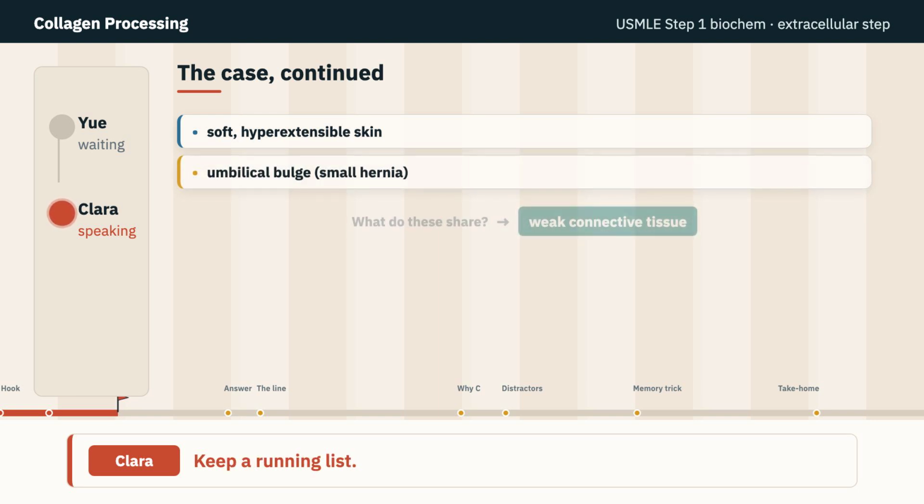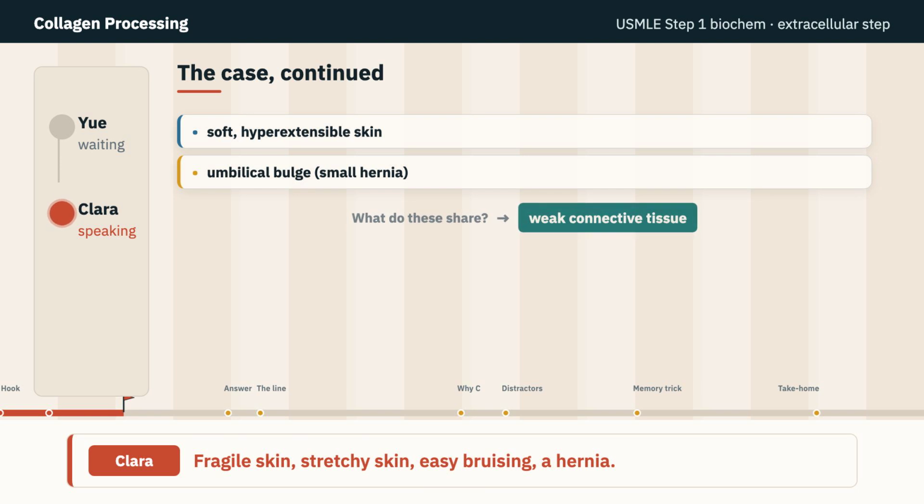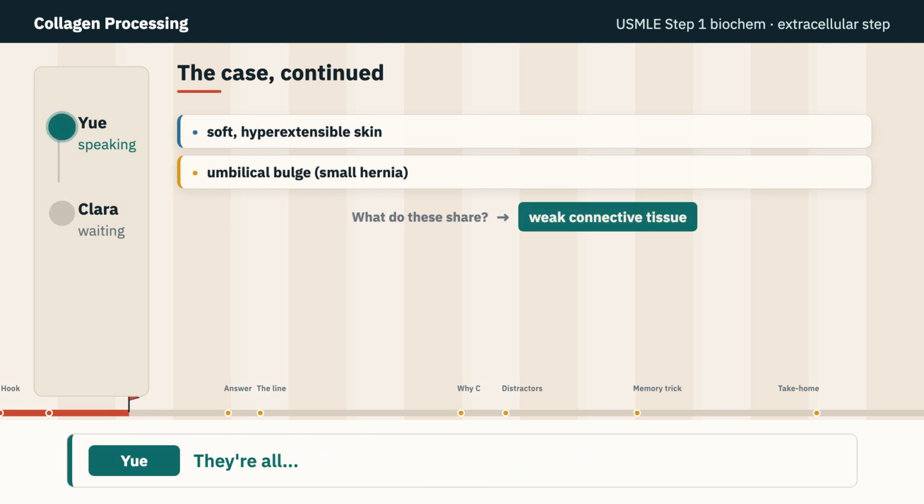Keep a running list: fragile skin, stretchy skin, easy bruising, a hernia. What do those 4 share? They're all connective tissue that's too weak. Exactly. Whatever this is, it's a collagen problem. The only question is which step.